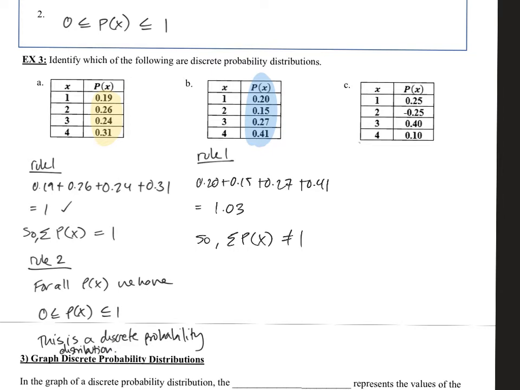So it breaks one of the rules, which means this is not a discrete probability distribution.